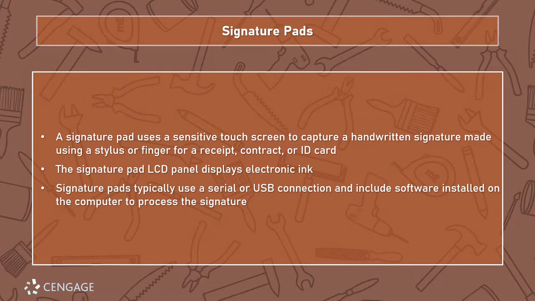Signature pads, these will use touch-sensitive screens in order to capture a handwritten signature. The LCD panel will display electronic ink to register where it has taken contact. These traditionally are going to use serial or USB connections and often have to have special software installed on the computer to process that signature.